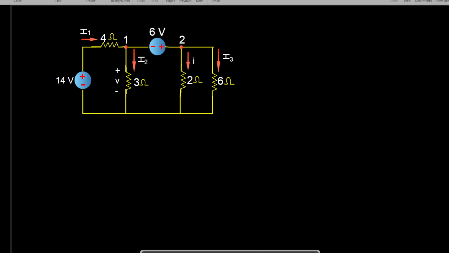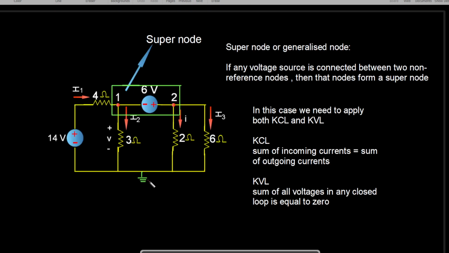Other than that, we are going to mention the currents using our own notation. We take this as the I1 current, this as the I2 current, and this as the I3 current. Then we have marked this as the ground node, and in this problem we have one more concept.